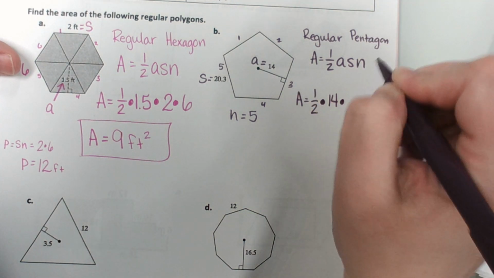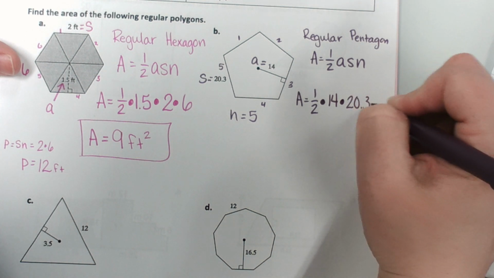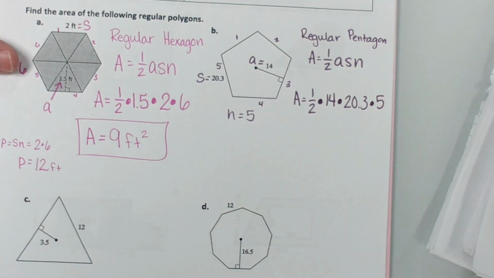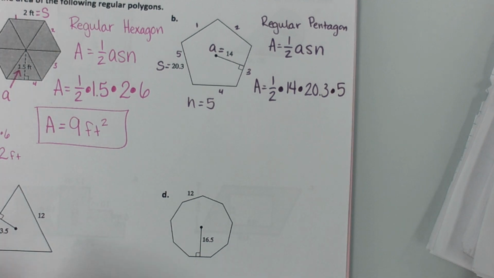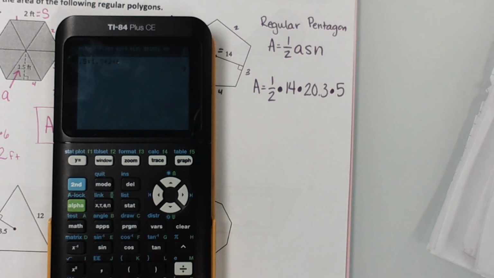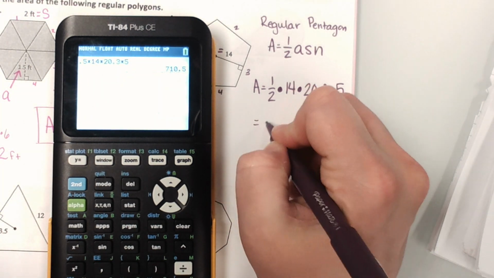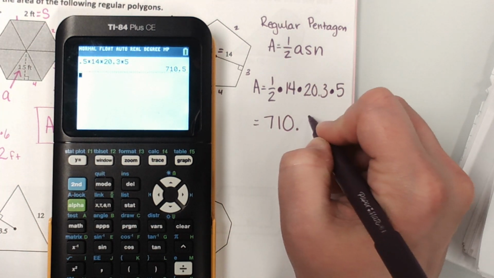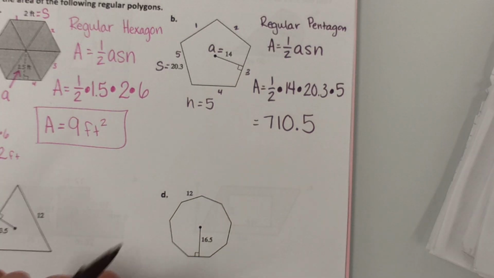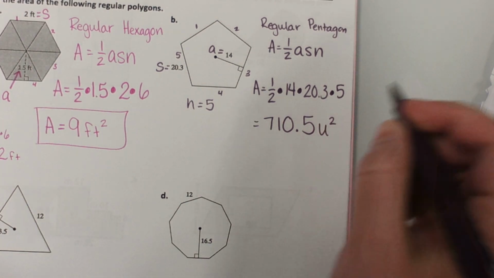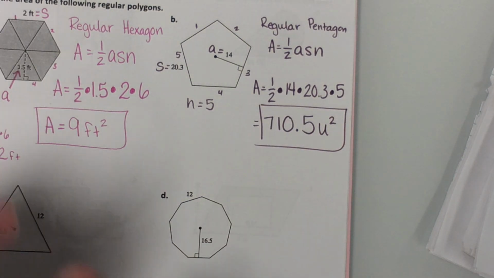So 1/2 times A times S times N. And you type it into a calculator. Now I put 0.5 into my calculator for the 1/2 before. What's another way I could put 1/2 into a calculator? 1 divided by 2. $710.5. We don't know the units, we just put units squared or U squared.